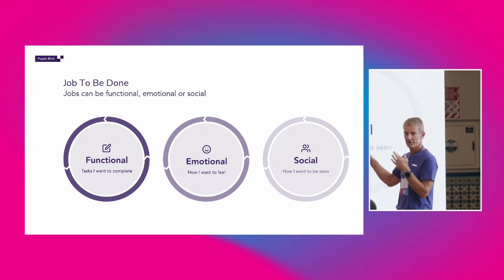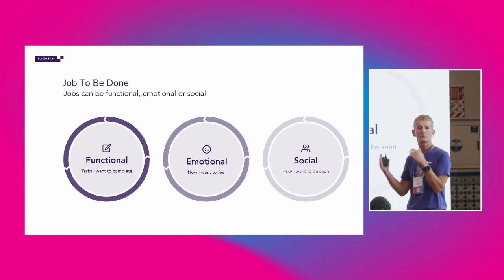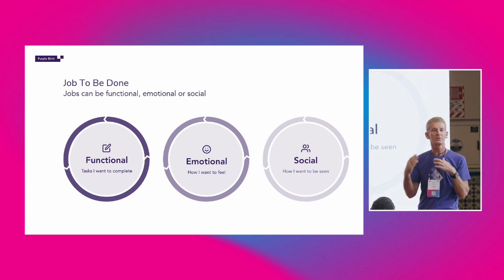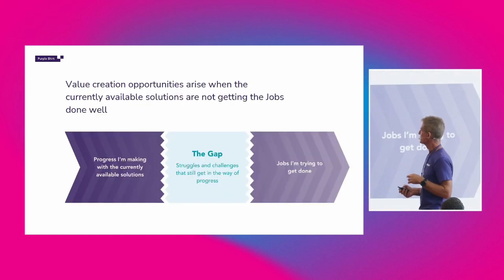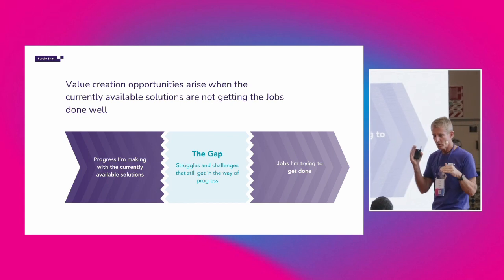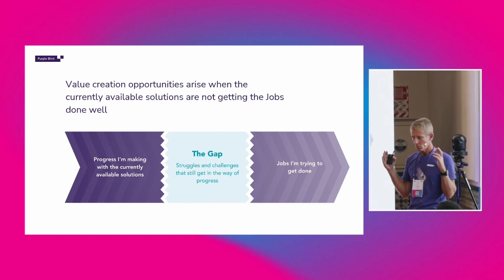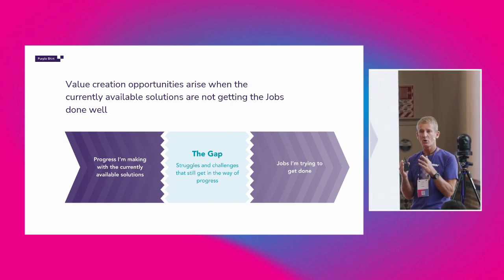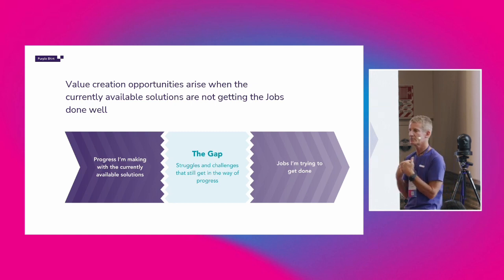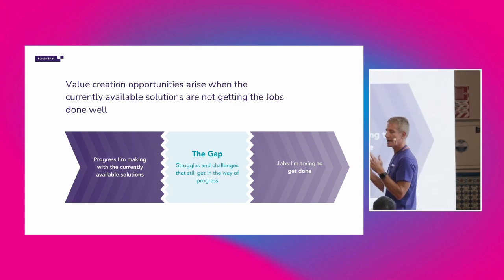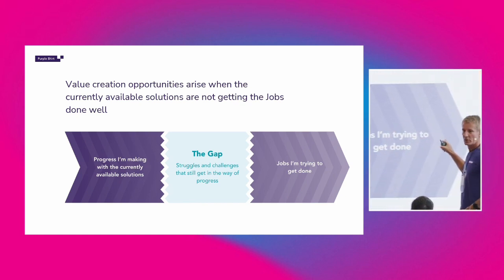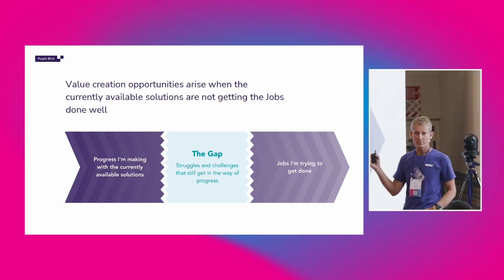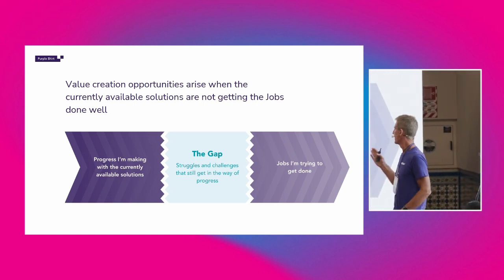So there are different types of jobs that people are trying to make progress with in their lives: functional, emotional, or social. And once you've uncovered the job that they're trying to achieve when they're hiring something into their lives, you're trying to understand, is there a gap? In other words, I'm trying to get a job done. It could be functional, emotional, social. It could be a combination.